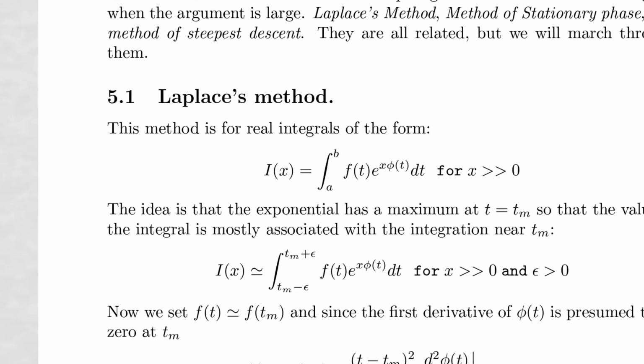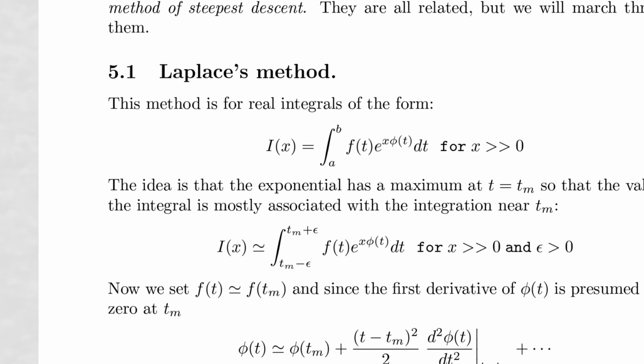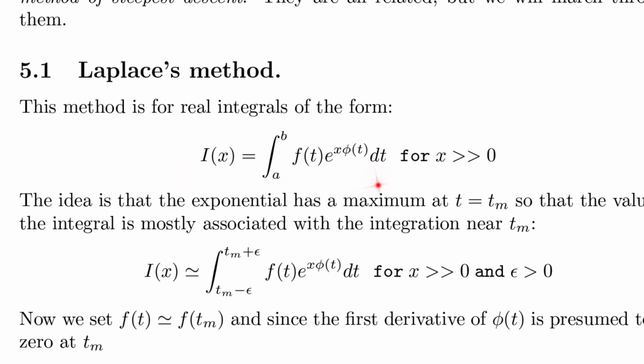So we begin with Laplace's method, and I will point out a few things. The most important thing, of course, is what does Laplace's method give us? It gives us the asymptotic form of a function. But what kind of function? Well, it has to be a function that is described by an integral representation of the form as depicted right here.